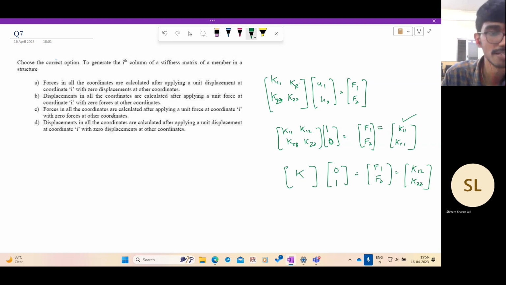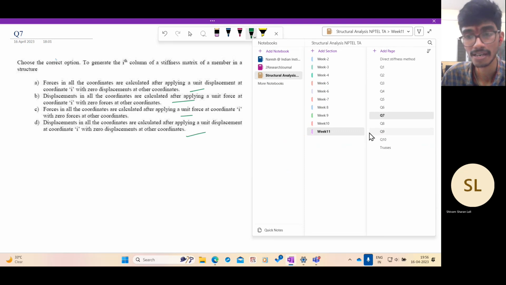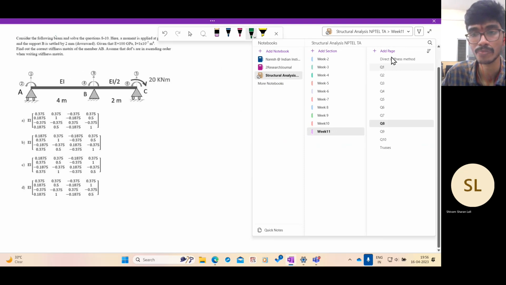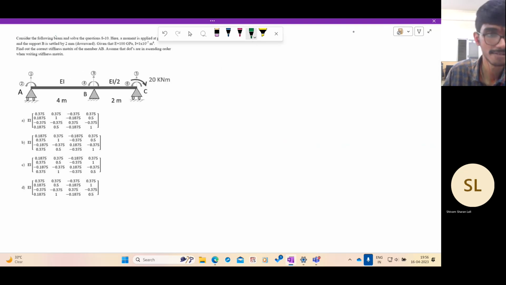So you can see which option it corresponds to and answer them. Since it is there in this year's assignment, I'm not giving this exact answer, but this is the procedure. This is what we did and this is how it works. So let's go to the last question for the day. This is the last problem. There are 3 sub questions in this.